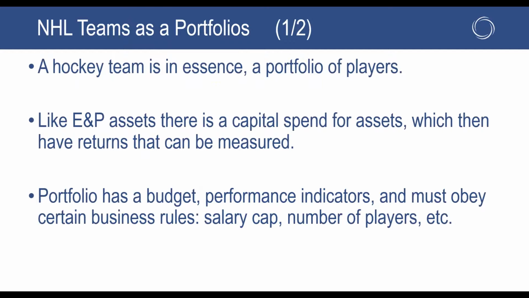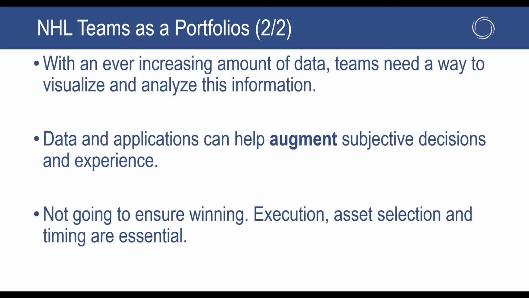And so like an E&P company, there's a capital spend on these assets which have specific returns or performance indicators that can be measured. So their portfolio has a budget, like I said, portfolio indicators or performance indicators, and they also must obey certain business rules or constraints. So in this case, we have a salary cap. We have to have a certain number of players. So these are all kind of business rules that this team must adhere to.